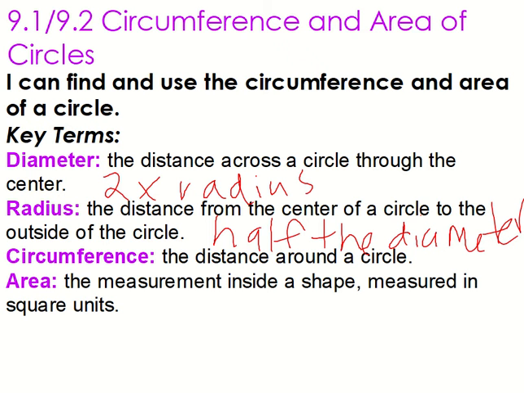So the circumference is the distance around a circle. It's like when you draw it, right? That's the circumference. And then the area is the measurement inside a shape, measured in square units. So area is always the inside of a shape, and so we're going to find both the circumference and the area today.